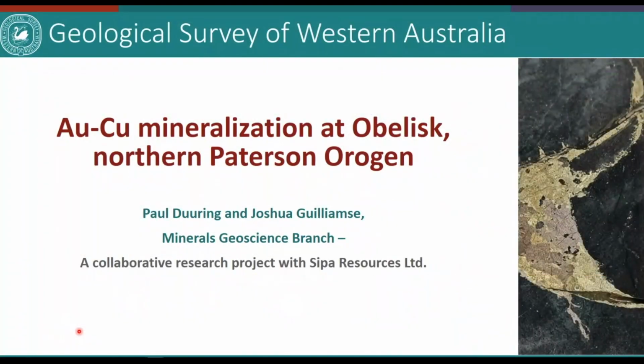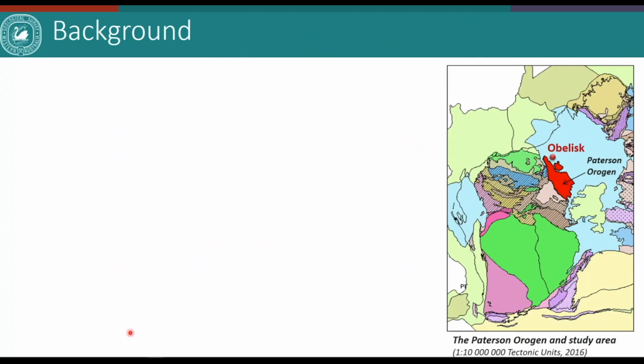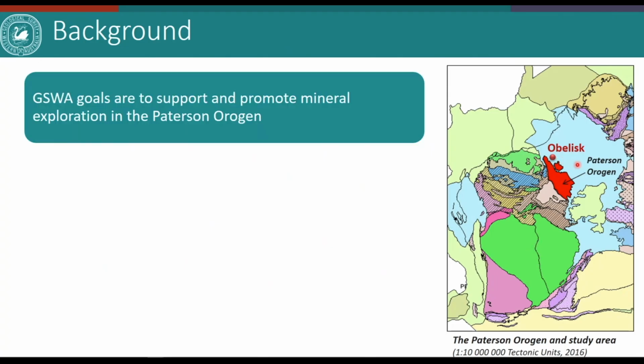This presentation is a summary of work that has been completed on the Obelisk deposit in the North Paterson Orogen. The Paterson Orogen is located in the northern part of Western Australia. It's located along the boundary of the Pilbara Craton and towards the northeast of the Yilgarn Craton. Obelisk is located in the northern part of the Orogen.